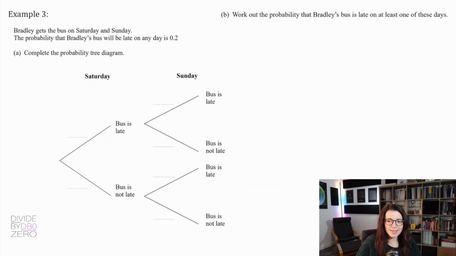Last example, Bradley gets the bus on Saturday and Sunday. The probability that Bradley's bus will be late on any day is 0.2. Part A, complete the probability tree diagram.